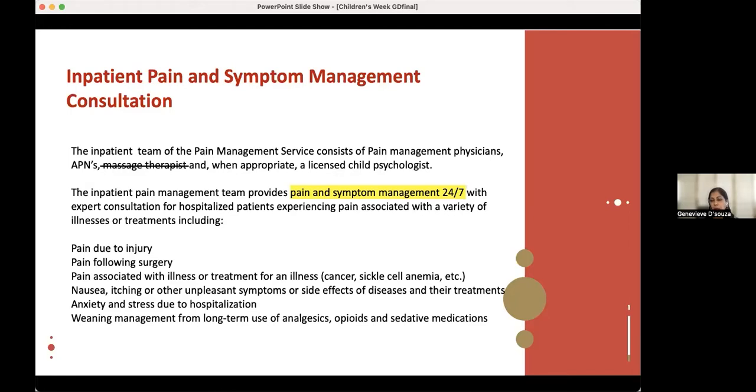About 10 years ago, when we had Carly the dog on our service, we used to get Carly consults too. We no longer have the dog on our inpatient service, but we do have a service dog in the outpatient clinic setting.